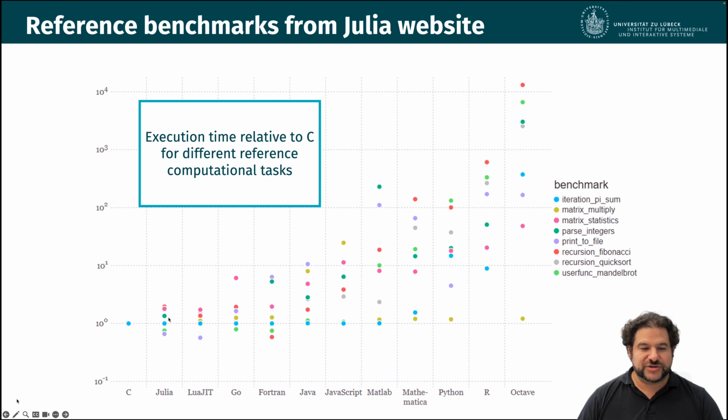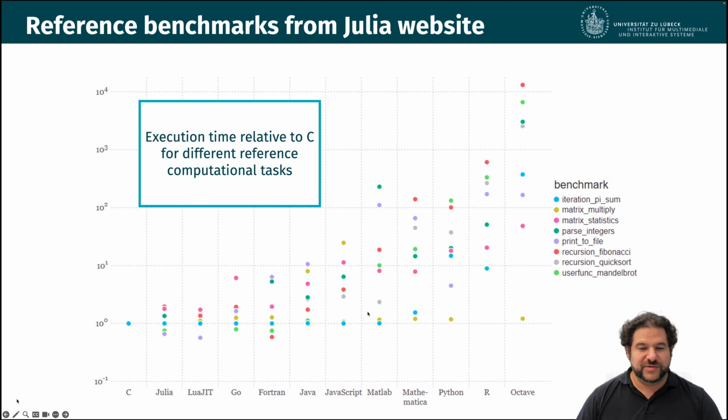and parsing of integers. The Lua just-in-time compiler is equally fast. Go is equally fast, except for matrix statistics. That doesn't really work in Go. Fortran is relatively fast. And you see here, for example, that Java is also relatively fast, but some of the features are 10 times slower than they are in C. So for example, printing to a file takes 10 times the amount of processing time.